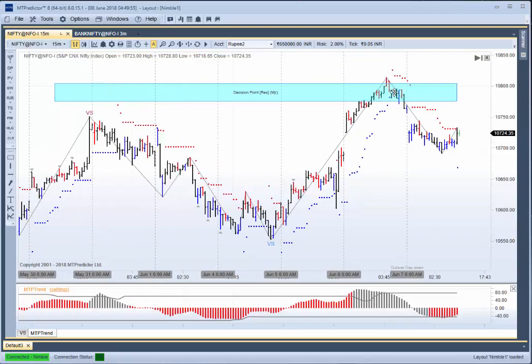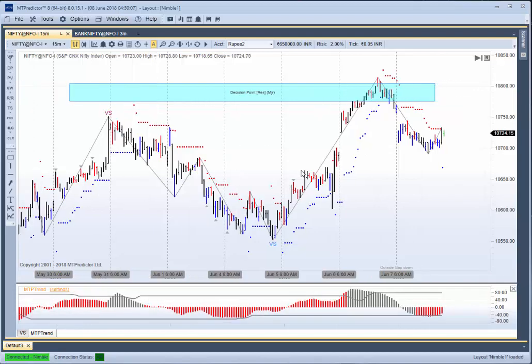So literally this decision point resistance area would have been on the Nifty for the last couple of days. In other words, before today opened, before yesterday opened, even before the day before opened, this would have been here as a major resistance area. But can you see what the Nifty did on this 15-minute chart?